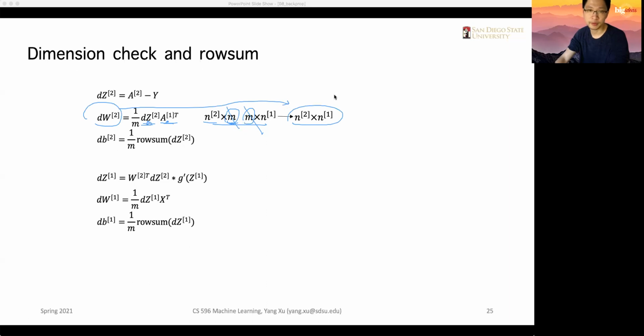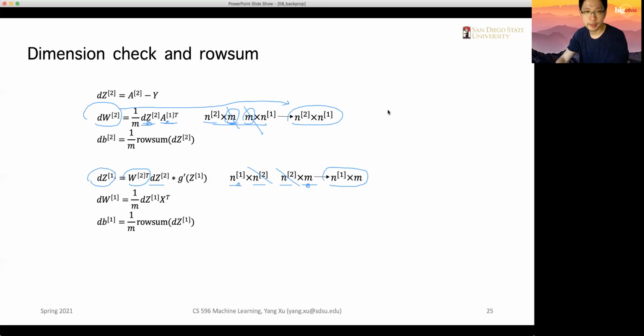which is the correct value. And for that, for the DZ1, for example, let's do the check again. So this time we transpose W2, right? It becomes N1 times N2. And now we multiply with DZ2, which is N2 times N, and then N2 also eliminates, which results in N1 times N, right? Which I think is the correct value for DZ1, okay?